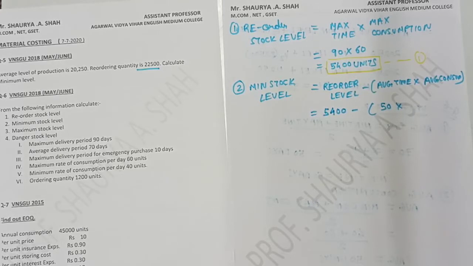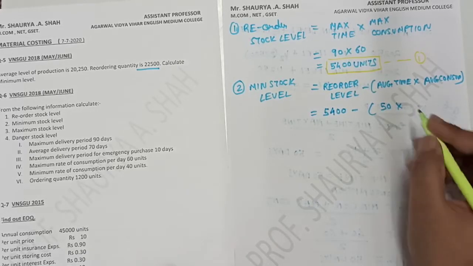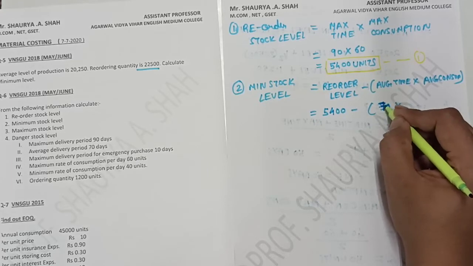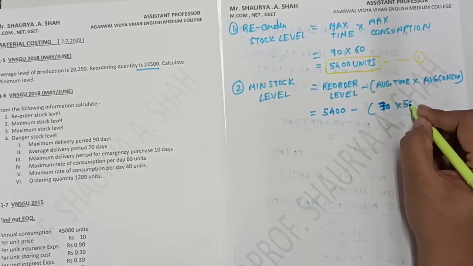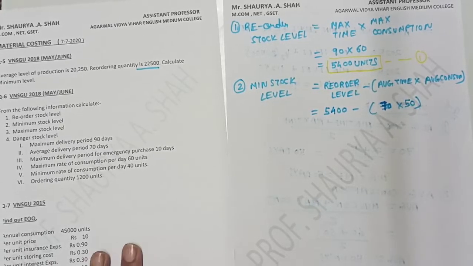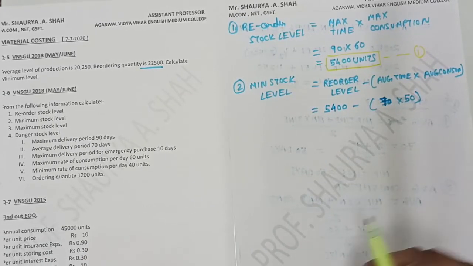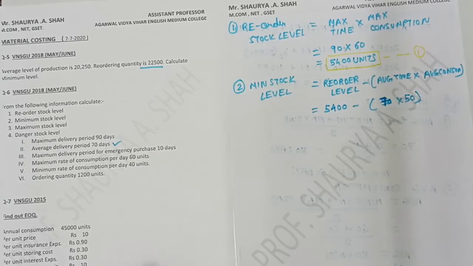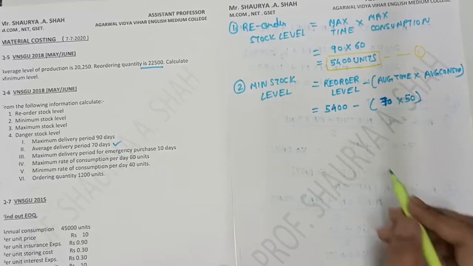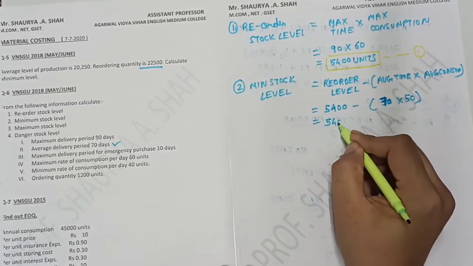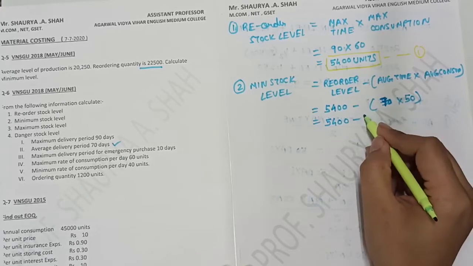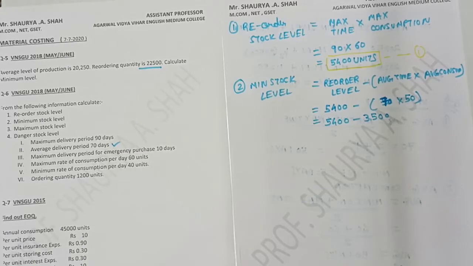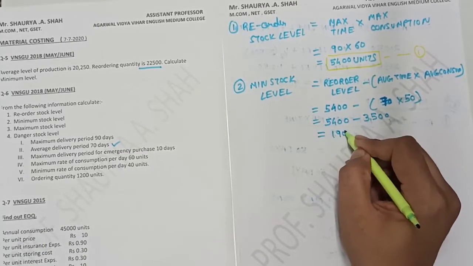Average time we found out, which is given already, my mistake, it is given already: 70 days. Average consumption we found out, that is 50, right? Just take into account, students, average time is already given 70 days, average consumption is 50. So what the answer I got is 5400 minus 70 into 50. So 3500 I'll deduct, and the final answer which I'll get is 1900 units.